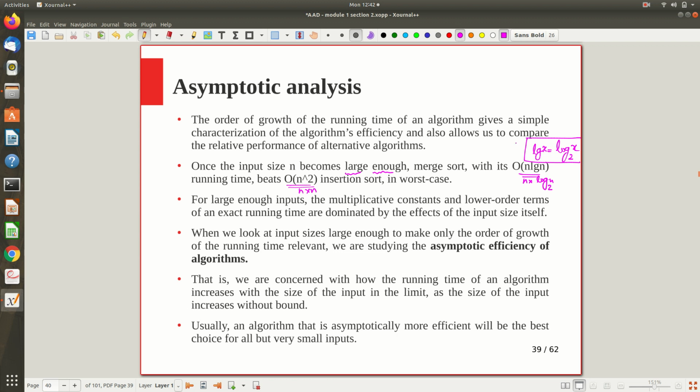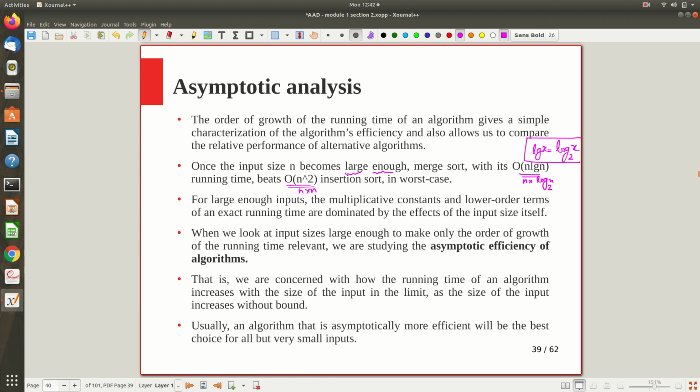So this is basically what is happening in asymptotic analysis. For large enough inputs, the multiplicative constants and lower order terms of an exact running time are dominated by the effects of the input size. So the lower order terms as well as the constant coefficient are of less significance, and you remove them because the input size is very large, and the overall running time will be dominated by the dominant term, the bigger term in the expression.